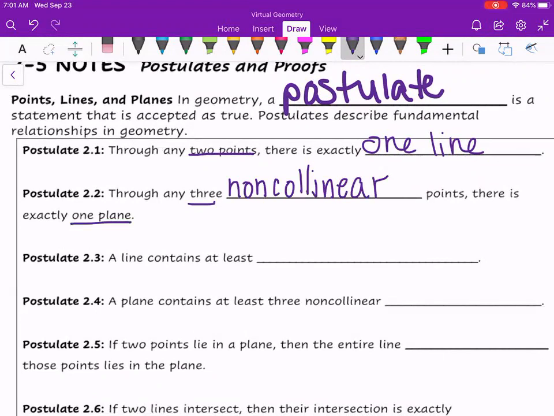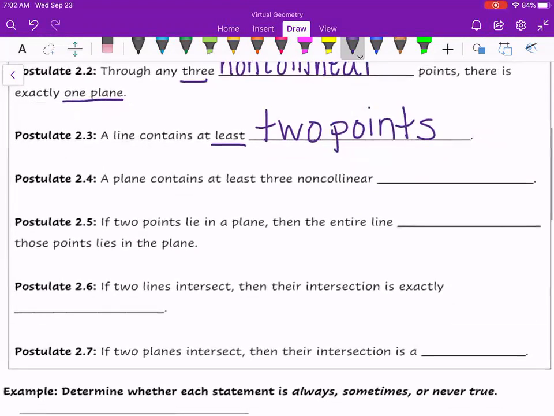Postulate 2.3 says that a line contains at least 2 points, which goes back to postulate 2.1. They're almost reverse of each other. One says if I have 2 points, I can make a line. 2.3 says if I have a line, then there must be at least 2 points on it. Postulate 2.4, a plane contains at least 3 non-collinear points. That's a reverse of 2.2: if you have 3 non-collinear points, you can make a plane.